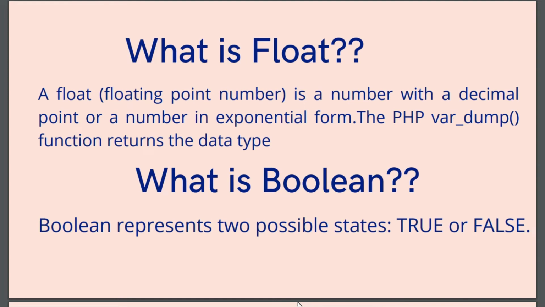Now float. A float is a number with a decimal point, or a number in exponential form. When we are talking about 0.1, this is one type of float.